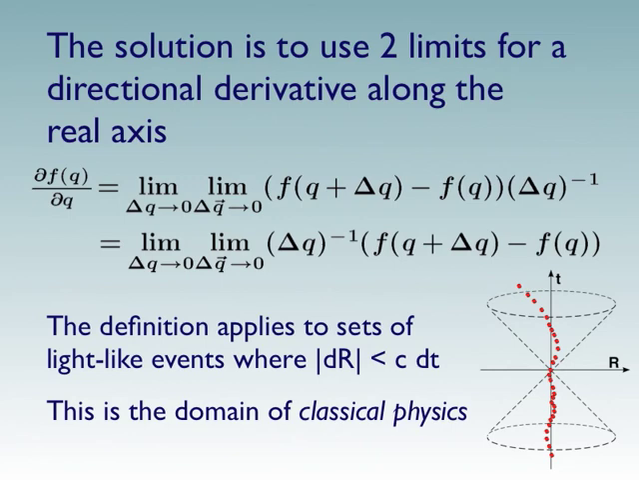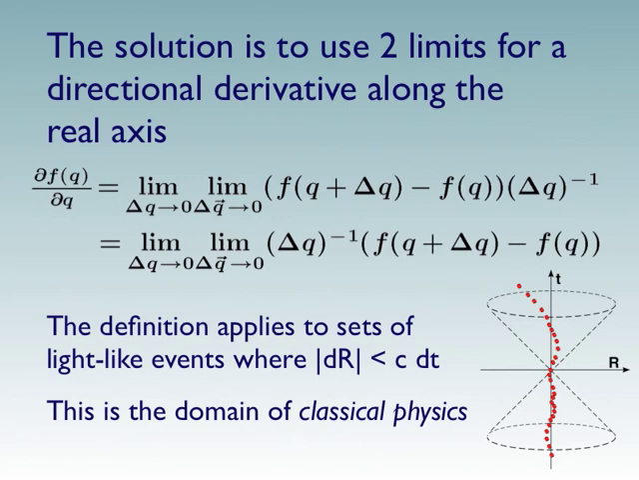And effectively, this ends up being a directional derivative, but it's not really formally, because it's really this two-limit sort of process. Now, if we put our physicist hat on and look at this, then this definition applies to sets of light-like events in space-time. And for those light-like events, then the change in the three-vector part, the change in r, dr, will be less than the change in time. And I believe this is the domain of classical physics.